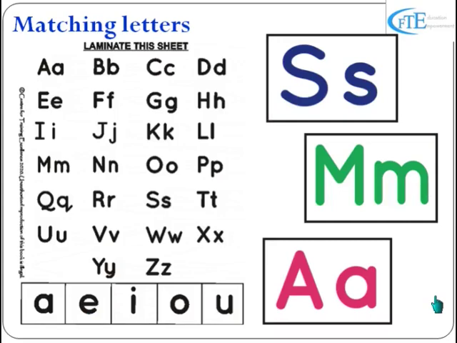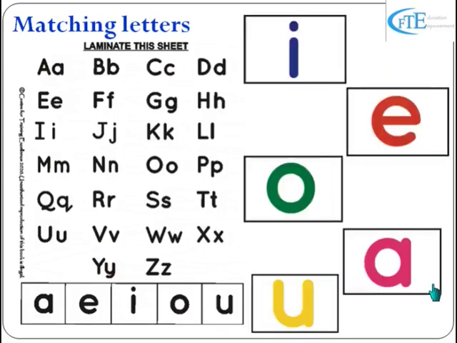Within 3 or 4 months, your child will be able to identify all the letters of the alphabet, name the letter, and also say the sound. Do the same with the vowels. Prepare individual flashcards and then get your child to match the vowels.